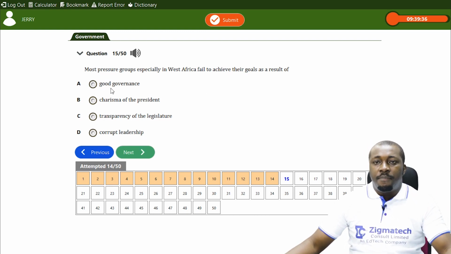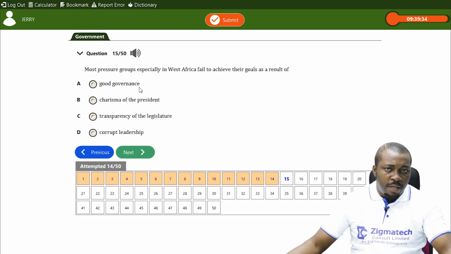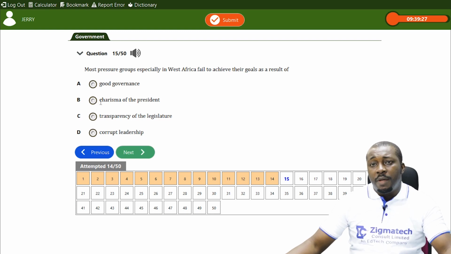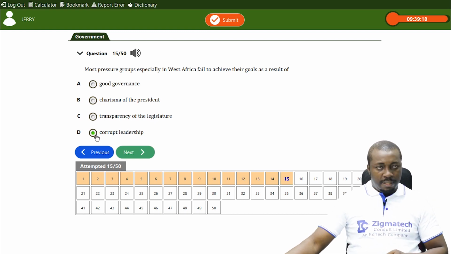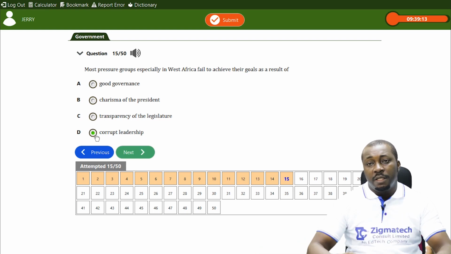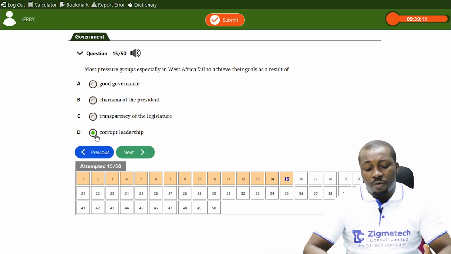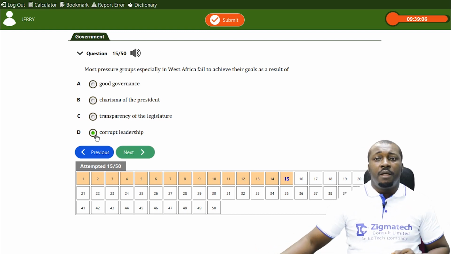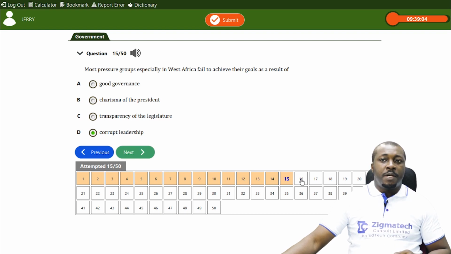Now, let's look at this. Pressure group, good governance cannot be their problem, because with good governance, the interests of their members are taken into consideration. Now, B, charisma of the president. It has nothing to do with their problem. Transparency of the legislature. It has nothing to do with their problem. Now, when they have corrupt leaders, their interests will not be protected because government can bribe them not to actually push through for the interests of their members. So corrupt leadership is a problem a pressure group can encounter.